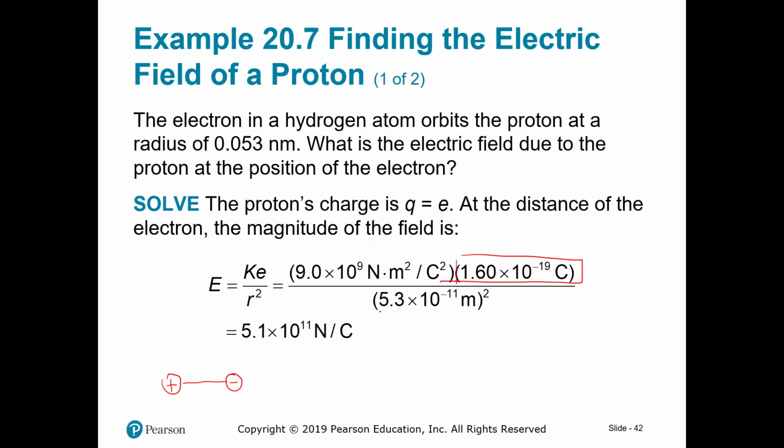Again, the distance is 5.3 times 10 to the minus 11 meter, because this is in nanometers. So this is the distance, and you square it for R squared. And k again is 9 times 10 to the 9, times the charge. So this is going to be the electric field due to the proton.